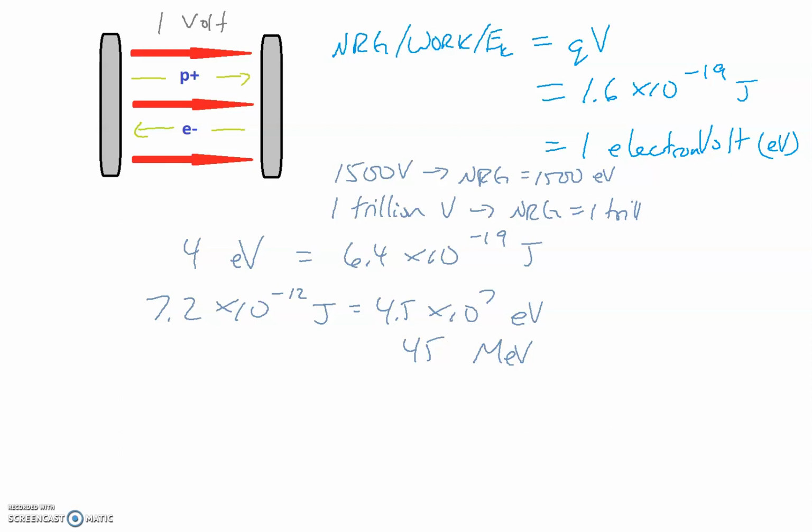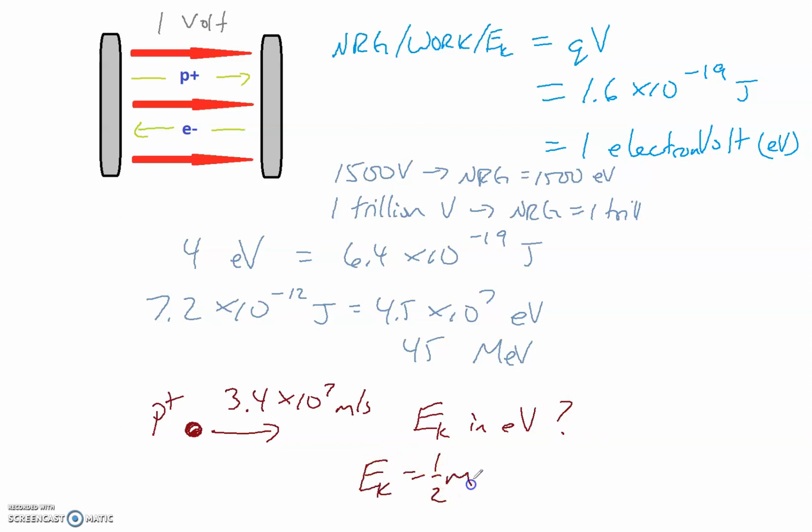Suppose there's just a proton. So here's my little proton. Okay, my proton's flying at 3.4 times 10 to the 7 meters per second, and I want to know its kinetic energy in electron volts. Well, just find its kinetic energy the same old way you've done before, do the 1/2 mv squared, and calculate the kinetic energy.